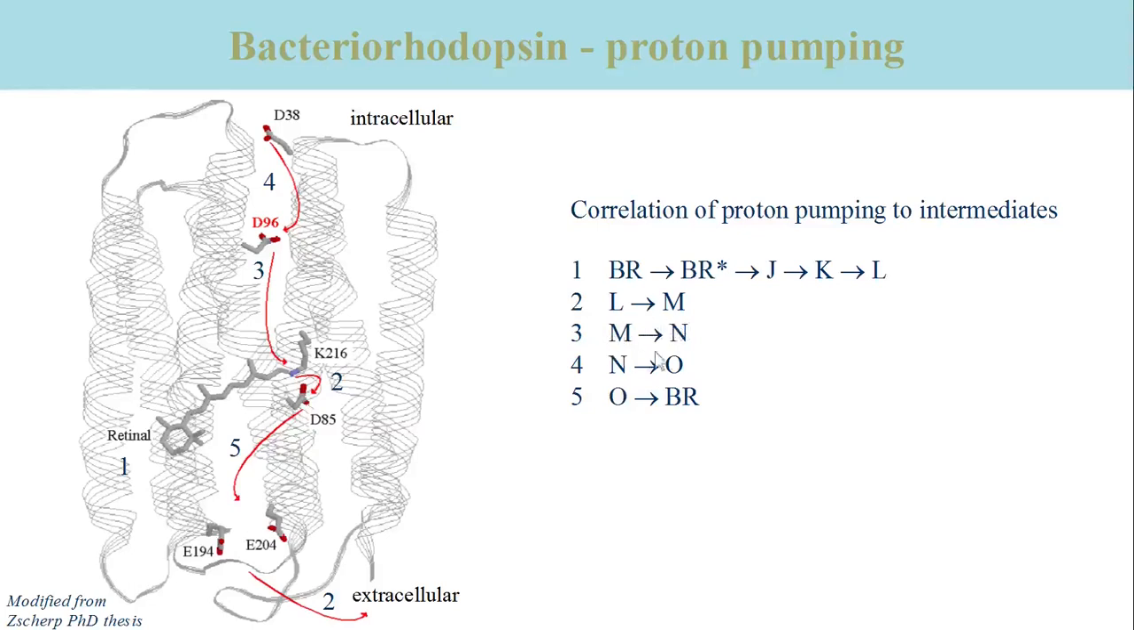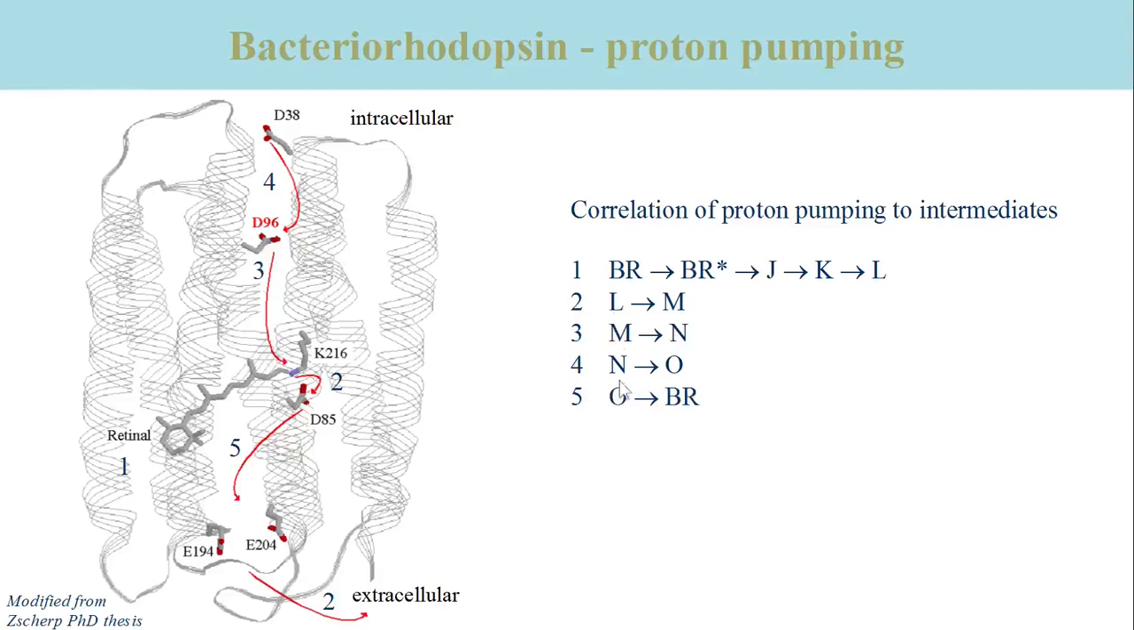Then, in the M to N transition, a proton moves from aspartate 96 to the Schiff base. This restores the original protonation state of the Schiff base. The proton transfer takes place for two reasons. First, the pKa of aspartate 96 has dropped from larger than 11 in the ground state to about 7.5 in the N intermediate, and is now lower than that of the Schiff base, which is about 8. Second, a chain of water molecules starts to form in the M state that serves as intermediate proton acceptors.